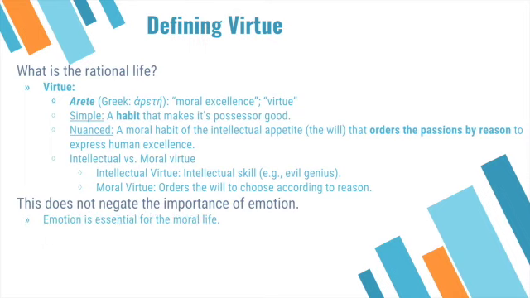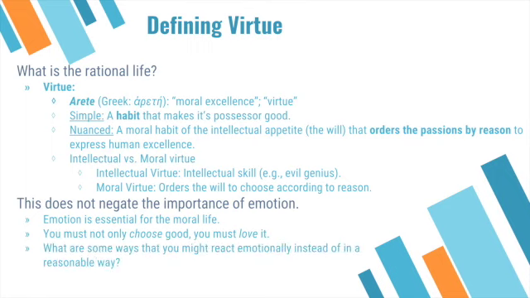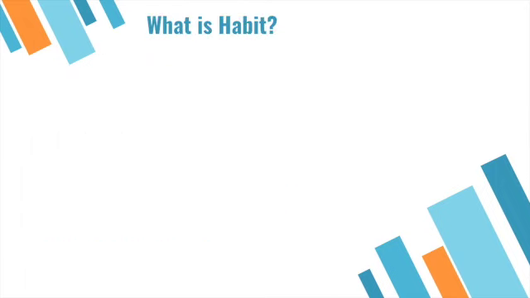Emotion is essential for the moral life. You must not only choose to do good based on reason, but you must love it. You must want to. What are some ways that you might react emotionally instead of in a reasonable way?